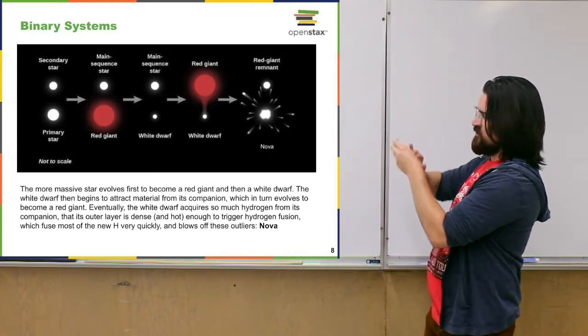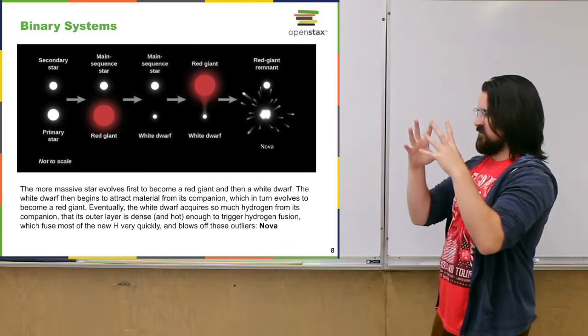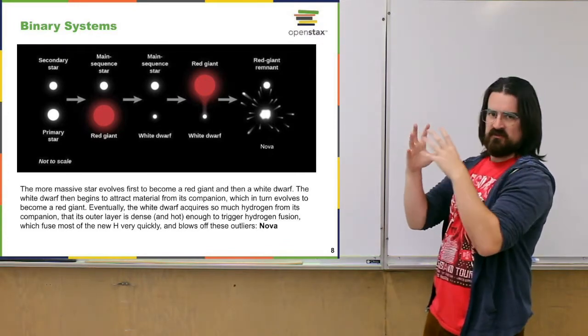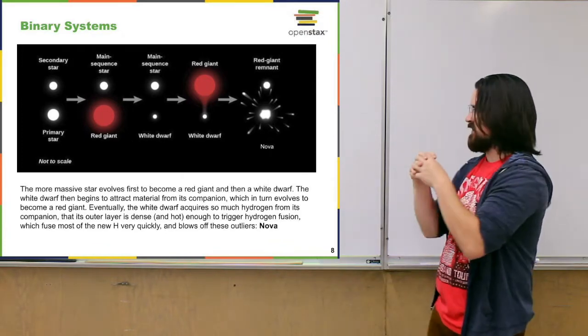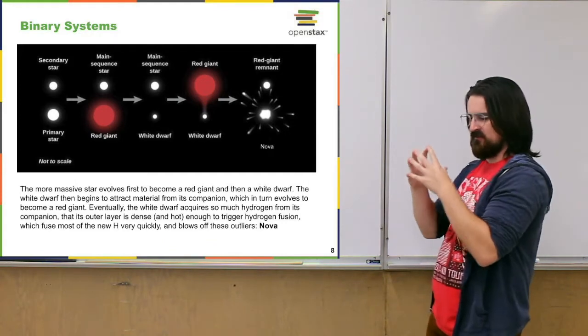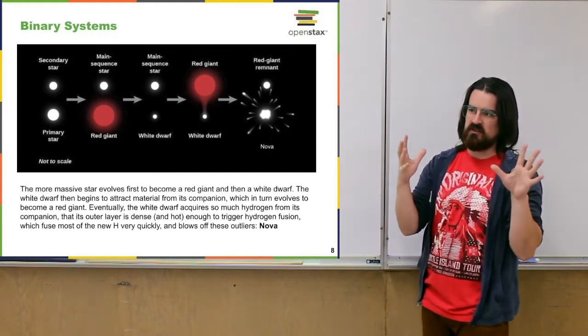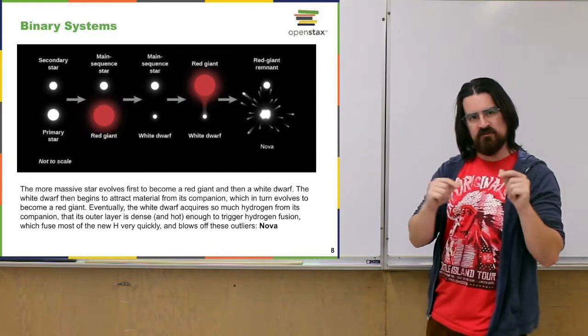So it pulls the hydrogen, and the hydrogen starts to build up in this layer around the white dwarf, and so the hydrogen that gets pulled over is sort of crushed, and it's heated up. It starts to pull over enough, and that hydrogen gets dense enough and hot enough, to about 10 million Kelvin, which is the temperature where hydrogen fusion can begin.